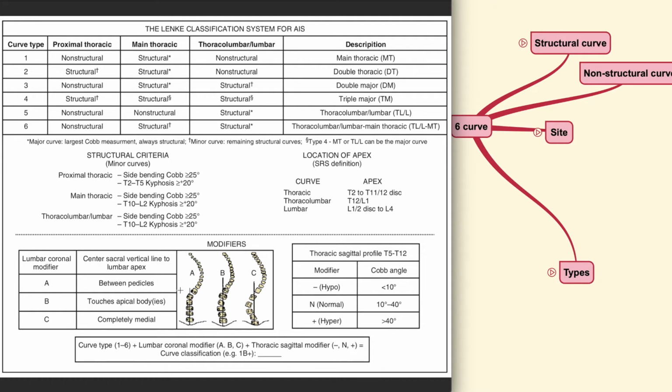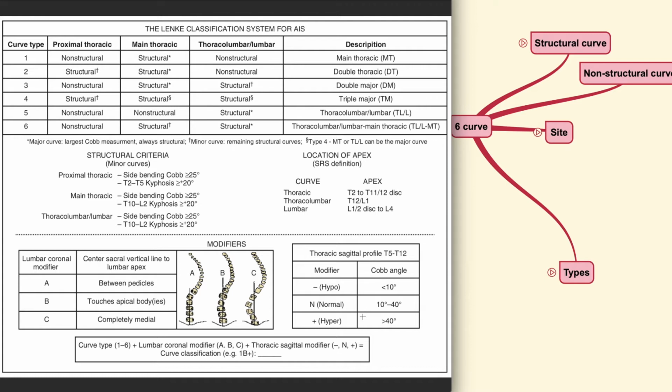If the line here crosses in between the pedicles, we call it lumbar modifier A. If it touches the apical body, we call it B. And if the whole apex is completely away from the midline, we call it C. The last thing you need to measure is the thoracic sagittal profile. This is taken from the lateral view.